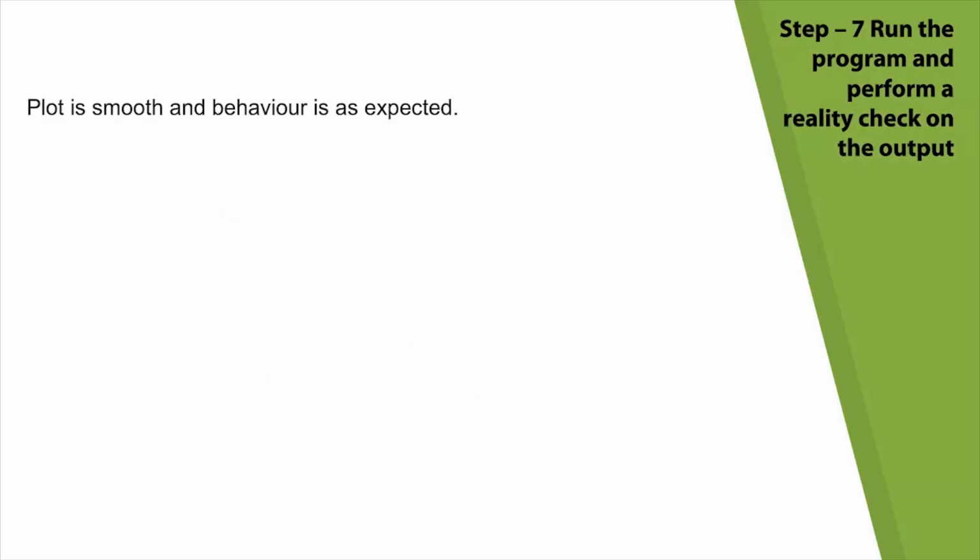Step 7 is to perform a reality check on the output. So what are the possible reality checks on the output for this problem? As the plot is smooth and there are no abrupt changes or discontinuities, we can say that the plot behavior is expected. The plot shows D decreases smoothly from its maximum at A equal to 0 to its minimum at A equal to 180 degrees. So we can say that our program and output have passed our reality check.